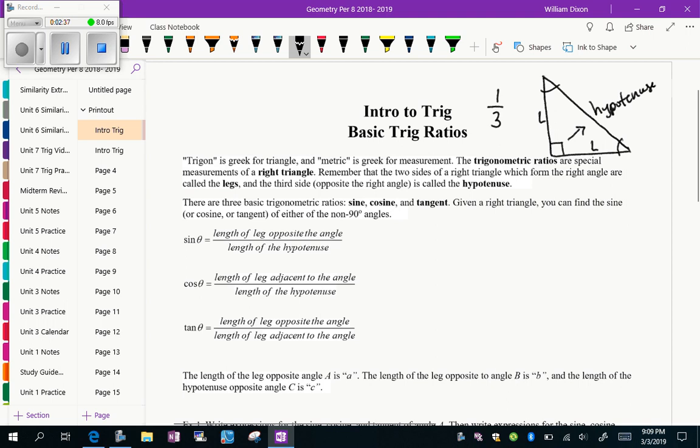The first one is sine theta. Theta is just a Greek letter that we use in trigonometry quite a bit to represent the angle. It says sine theta equals the length of the leg opposite the angle over the length of the hypotenuse. So that is sine equals the opposite, the leg opposite, over the hypotenuse.